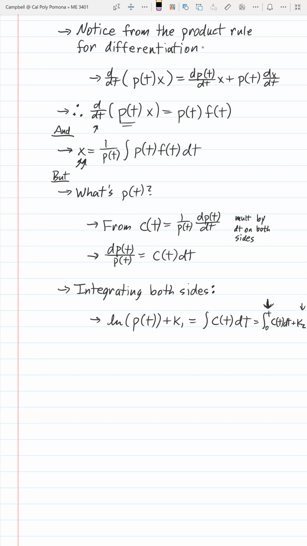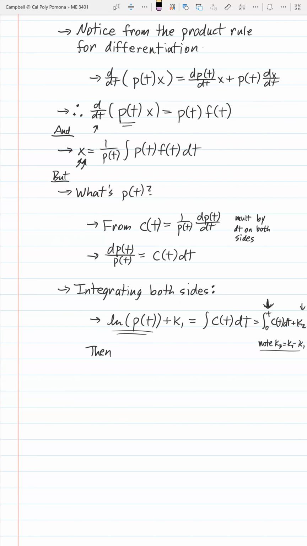So of course, what does that mean? That means that I can take my K1 and take it over to this other side and combine it with K2. So I'm going to do that and I'm going to call that K3. So note, K3 will be equal to K2 minus K1. So just a little note there. And so let's go ahead then and solve for p of t, because remember, that's what we're trying to find, and having it embedded in this ln isn't going to do it for us.